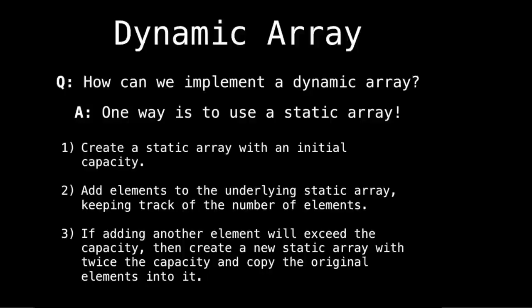Okay, so we already talked about this a little bit, but how do we formally implement a dynamic array? Well, the answer is typically this is done with a static array, but this is not the only way, of course. So first we create a static array with some initial capacity, usually non-zero. Then we add elements to the underlying static array, keeping track of the number of elements added. Once we have to add an element which exceeds the capacity of our internal static array, we can double the size, copy all the elements into this new static array, and add the new element we need to add. Let's see an example.